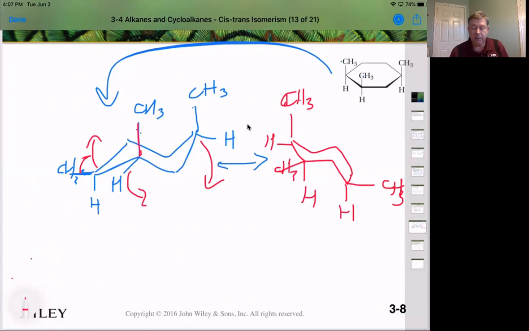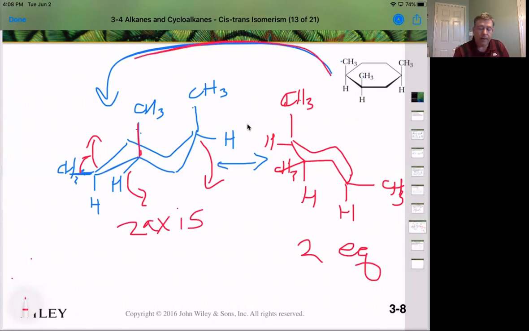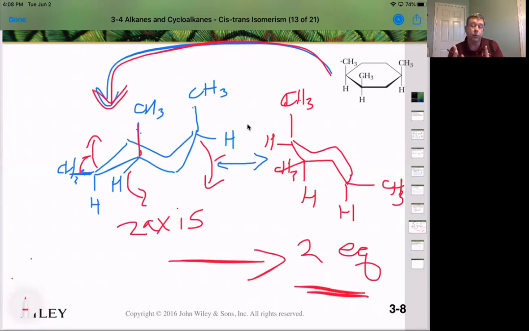So in this configuration, we have 2 methyl groups in the equatorial position. In this one, we have 2 methyl groups in the axial position. Okay, so just by translating from the flat to the chair configuration, and being able to flip it back and forth, we can see that this one is going to be more stable because we have 2 groups in the equatorial and we only have 1 group in the axial.